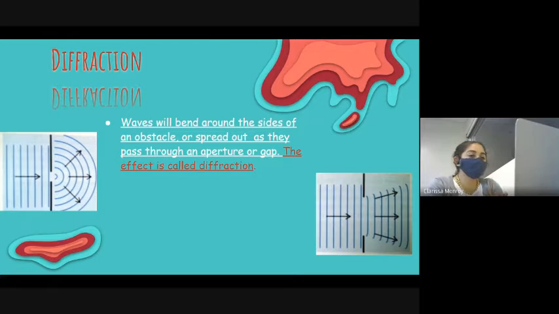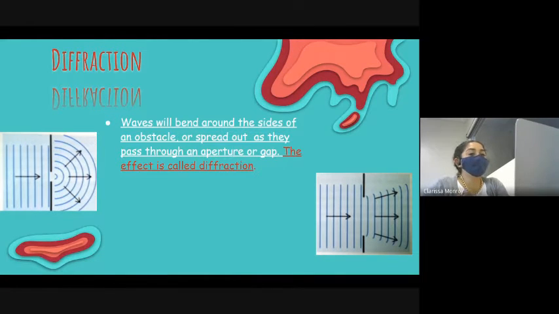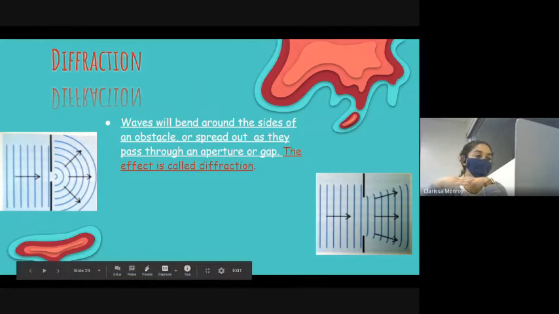Okay, so diffraction. As it says right there, waves will bend around the sides of an obstacle or spread out as they pass through an aperture or gap. The effect is called diffraction. In diffraction, we can think of it, and Mr. Coltman gave this example earlier, as light. When we're in our rooms, and it's really dark in our rooms, but there's light outside, we notice that some of the light seems to peek in and brighten up the room.